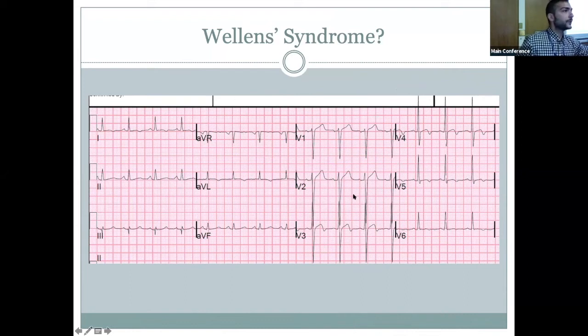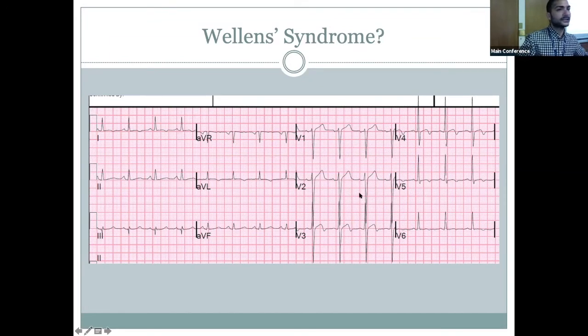One is if you have poor R wave progression in the precordial leads. Another is if you have Q waves in the precordial leads. Both of those preclude the ability to diagnose Wellens, the reason being you're going to have repolarization abnormalities as a result. Also in the case of LVH.